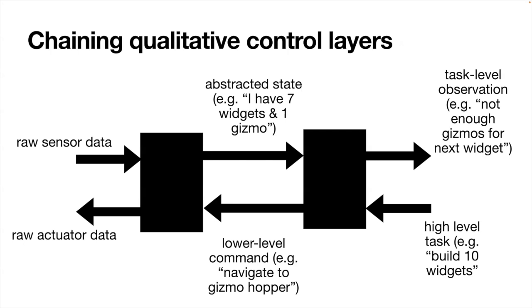And then another level up, this is like a task level description saying, oh, I don't have enough gizmos to build the next widget. And then here I have a high level command like build 10 widgets. And then here I have a kind of medium abstraction level command. So this is like navigate to the place where the gizmos are. And then down here, always have raw actuator commands where I'm actually controlling my motors.